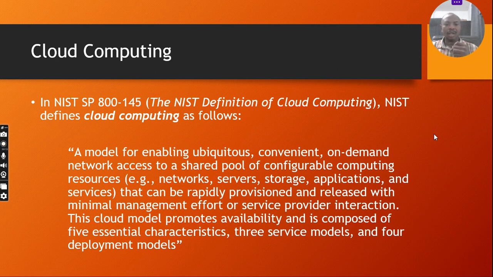Okay. This cloud model promotes availability and is composed of 5 essential characteristics, 3 service models, and 4 deployment models. We're going to look at each of them. First, we look at the 5 essential characteristics, and then we look at the 3 service models and the 4 deployment models.